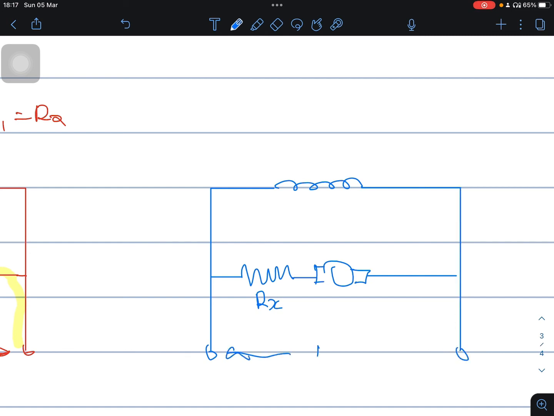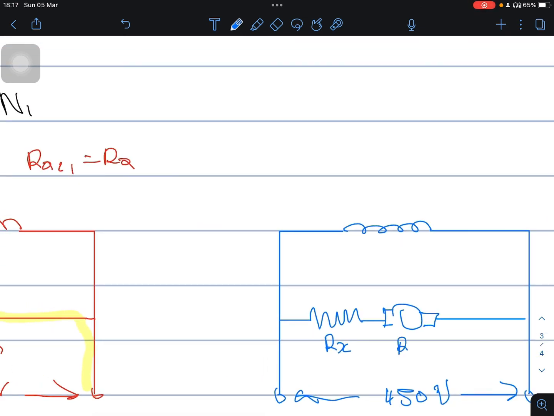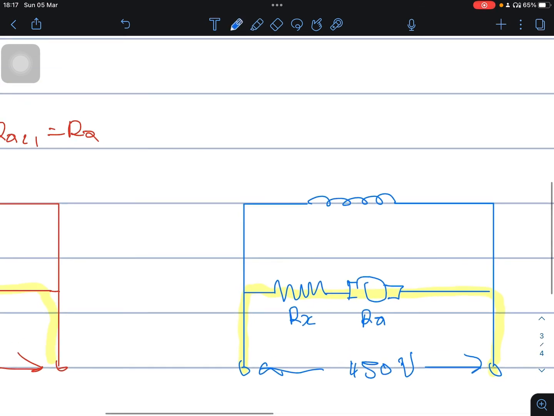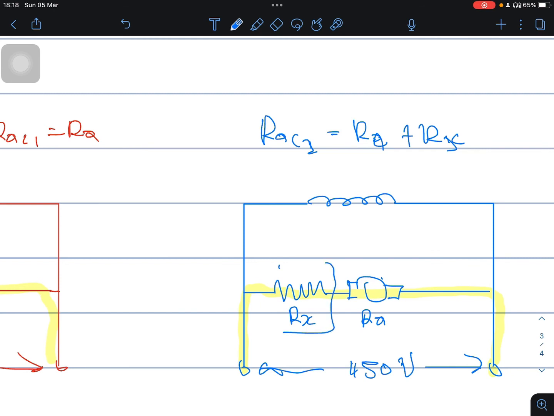Okay, 450 volts. Sorry, 450 volts. Guys, in this case, we can see that RAC2 is RA plus Rx, because this and this are in series. So for me to find this resistor, I have to find RAC2.